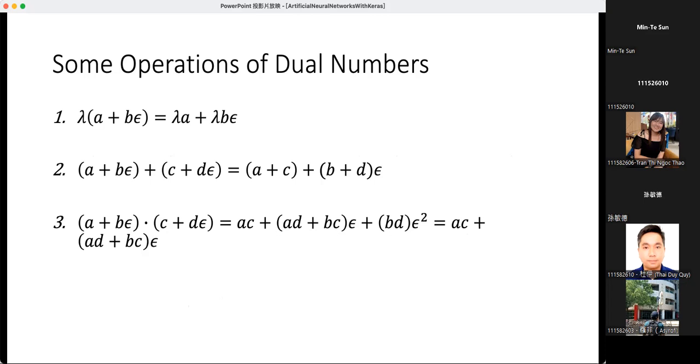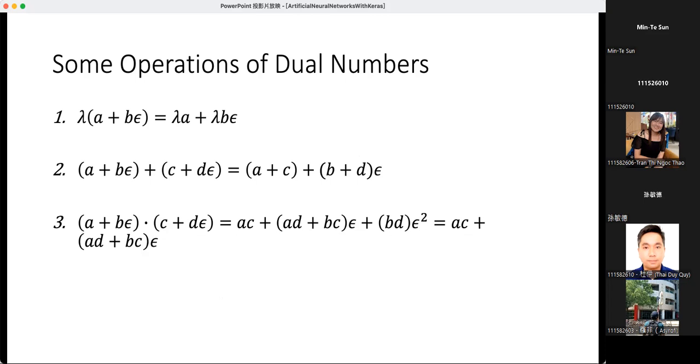There are some operations for these dual numbers. When a dual number is multiplied by a lambda, it's just lambda A plus lambda B epsilon. And when two dual numbers add up, A plus B epsilon plus C plus D epsilon, it's going to be A plus C plus B plus D epsilon. This is very straightforward, right?